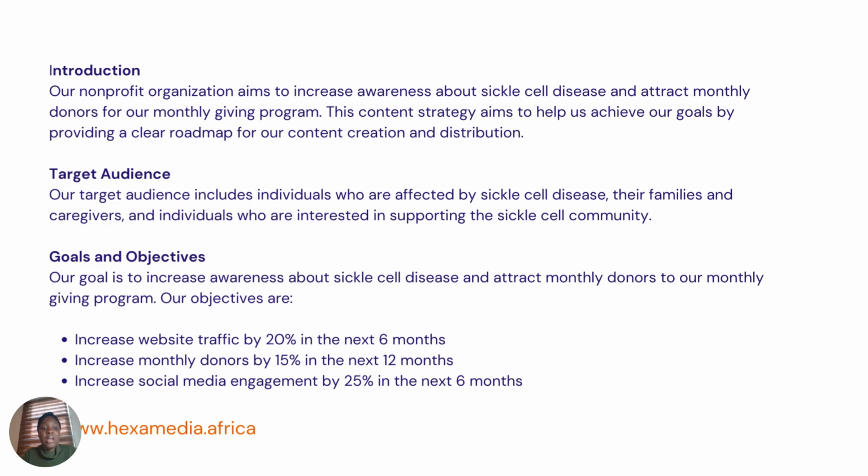So you're seeing now the goals are very, very specific. Well, we hope to increase website traffic by 20% in the next 6 months. So increase website traffic by a measurable time. Increase monthly donors by 15% in the next 12 months. Increase social media engagement by 25% in the next 6 months. So you see, very strategic, 12 months, 6 months.